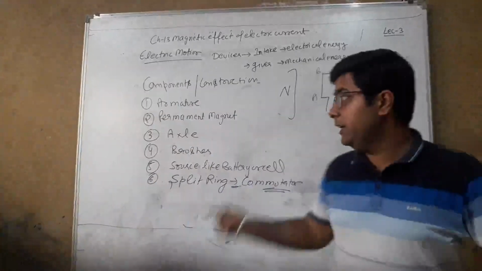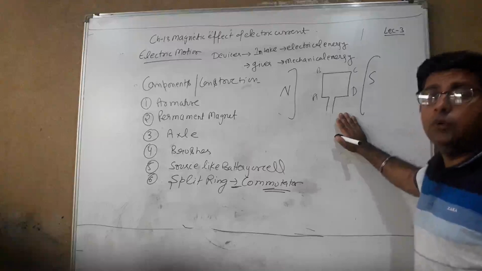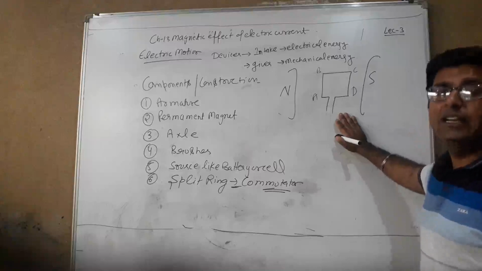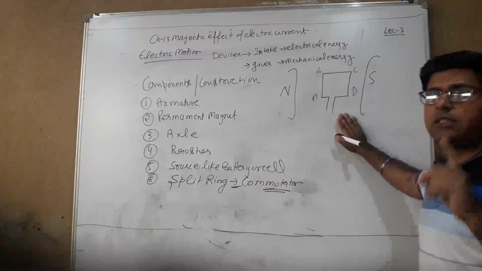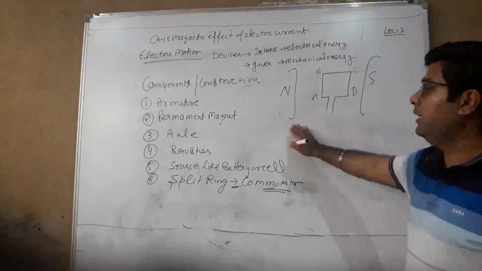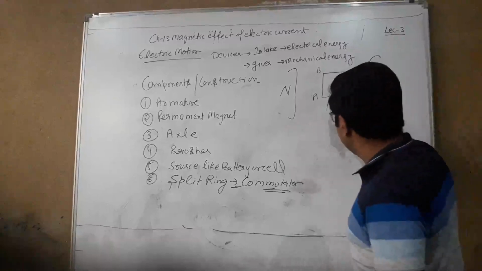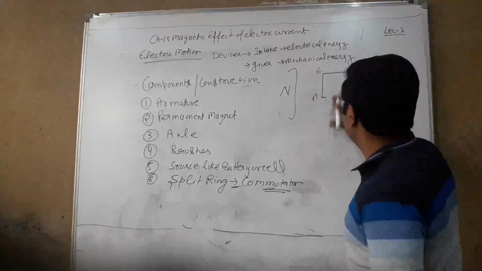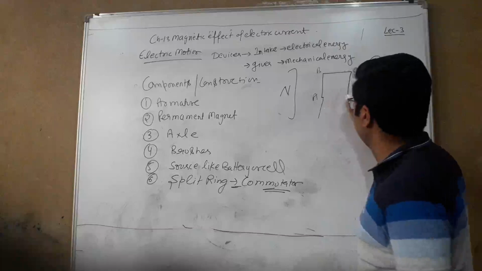Let me introduce you to all of this. This is our armature. Armature means a conducting body wound with a helical current carrying coil. Just for simplicity, I am drawing a single coil ABCD. This is our permanent magnet. Now let me draw the diagram a little bit so that it's easy for you to understand.